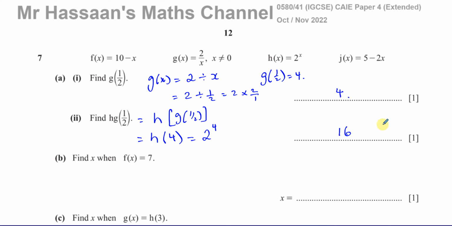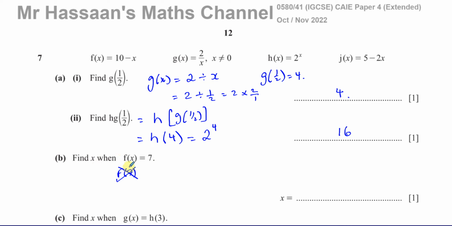Okay, and then part B, it says find x when f of x equals 7. Now the common mistake that people make here is they confuse this with f7. It's not asking you to replace the x with 7. No, that's not what it's asking you to do. So you don't say 10 minus 7. It's telling you to take the function f of x and equate it to 7, and then find what x is, then solve the equation.